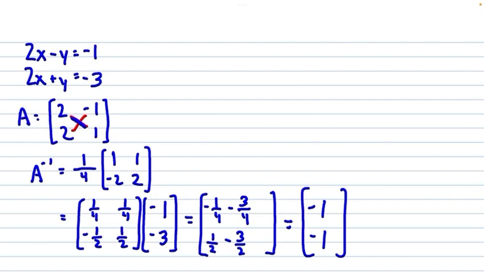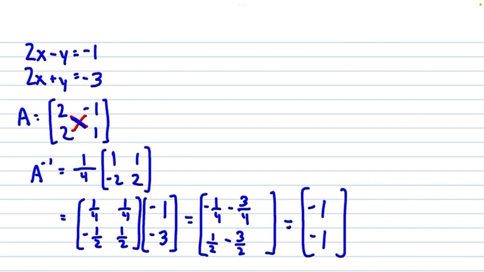So we could easily plug this back in and check it. So let's go. 2 times negative 1 is negative 2 minus a negative 1. That's correct. That will give us a negative 1. 2 times negative 1 is negative 2, and negative 2 minus 1 will give us a negative 3. So it checks back out.